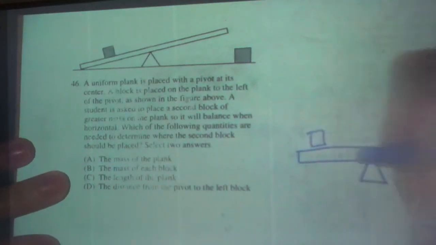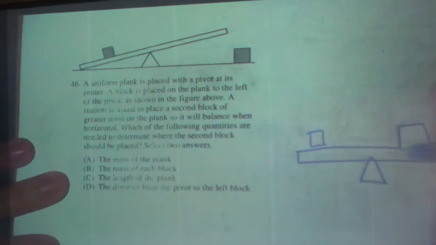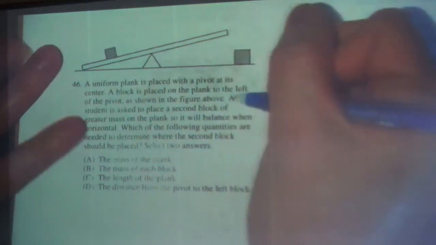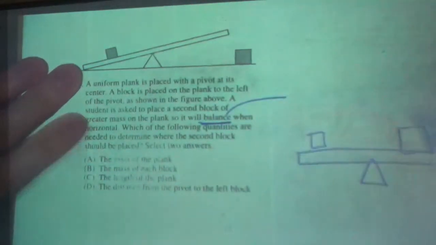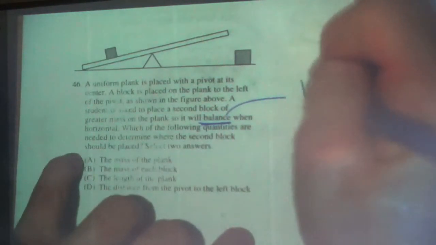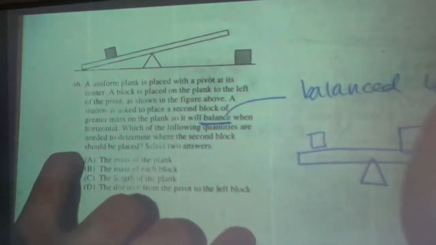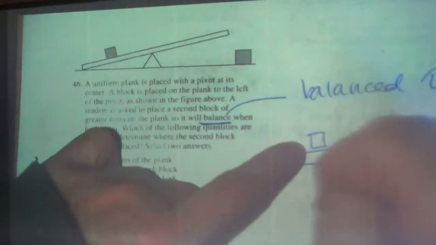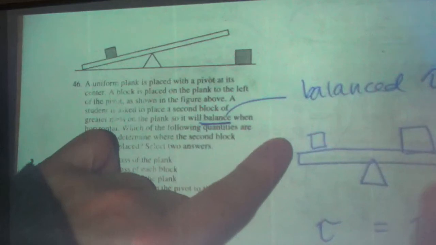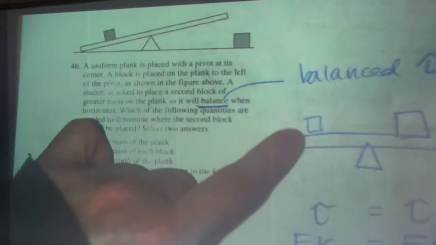I have this box, and the bigger box is going to be slightly closer, but we need to know the exact distance in order to make it balanced. So here, balance doesn't mean balanced forces, because this would cause rotation. You want balanced torques. So basically, you want this torque to equal this torque. Well, torque is just F times R, so you want this F times R to equal this F times R.